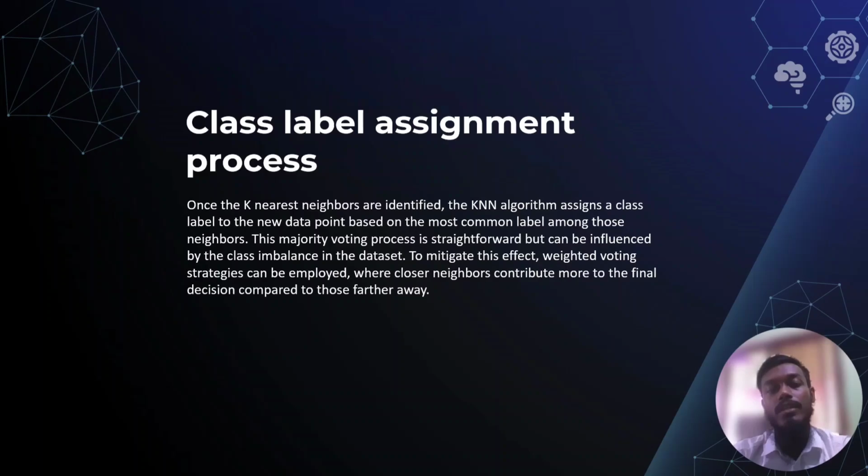And after that, class label assignment. Once the k nearest neighbors are identified, the KNN algorithm assigns a class label to the new data point based on the most common label among those neighbors. It's simply saying that after we are done finding the appropriate class of an unknown data point, we label that data point with that particular class, because it is going to help us identify more unknown data points in the future. This is what class label assignment is saying.